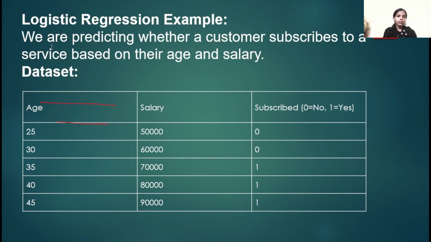Here, let's see an example. Here we are predicting whether a customer subscribes to a service based on their age and salary. Here we have a data set. Age is equal to 25, 30, 35, 40, and their salary is 50,000, 60,000, 70,000, 80,000, 90,000. We are checking whether they have subscribed or not. 0 for no and 1 for yes. These are our two binary outcomes. Here 0, 0, 0, 1 tells whether a customer subscribed to a service or not.